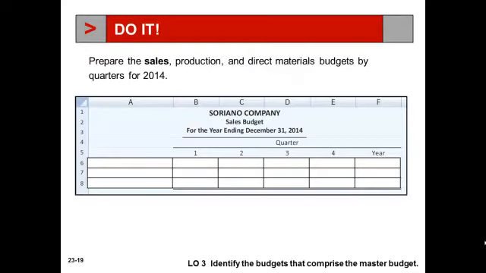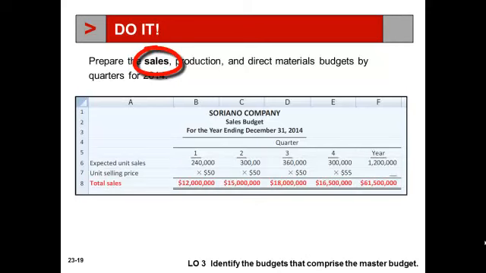So here's our starting point, the sales by quarter. Let's just lay those in from our given data. Expected unit sales of 240,000 units in the first quarter, 300,000 in the second quarter, 360,000 in the third, and 300,000 in the fourth quarter. Even though we have those extended at the selling price, for our production purposes, we just need the unit sales numbers from this sales forecast.